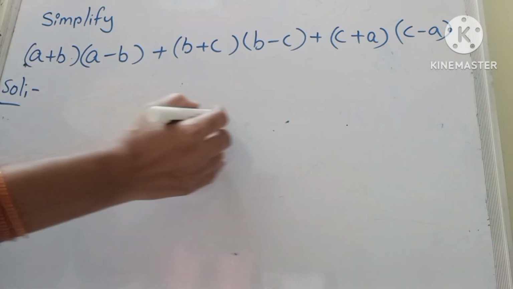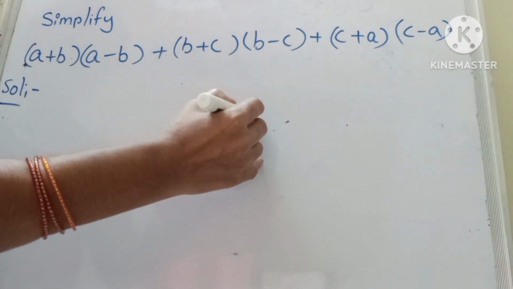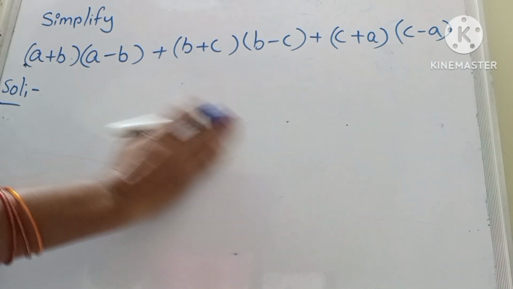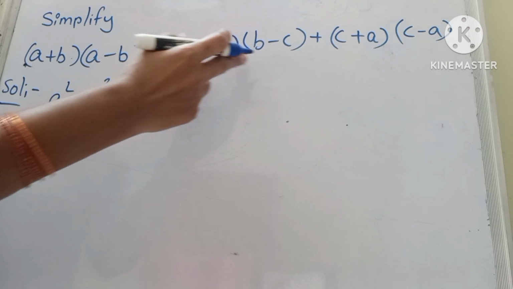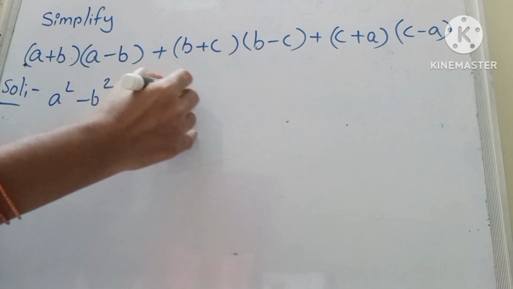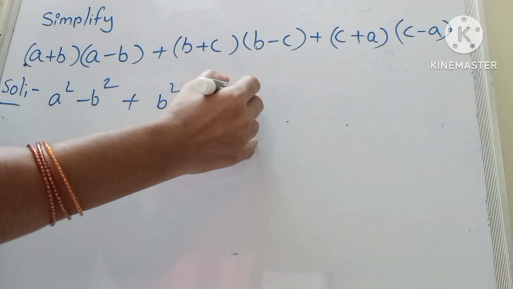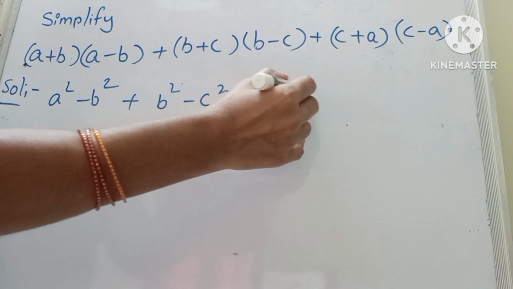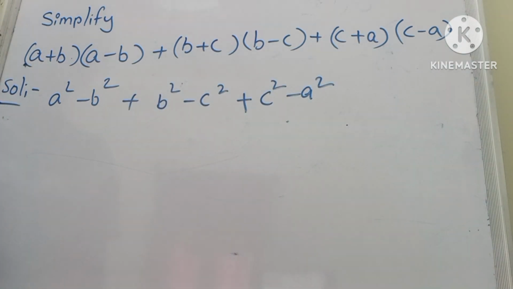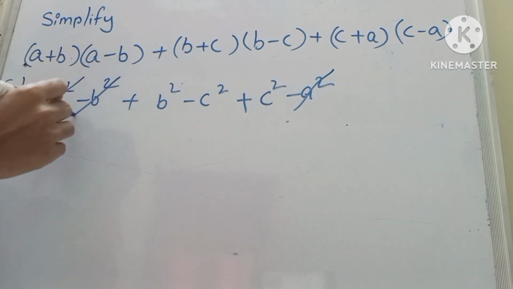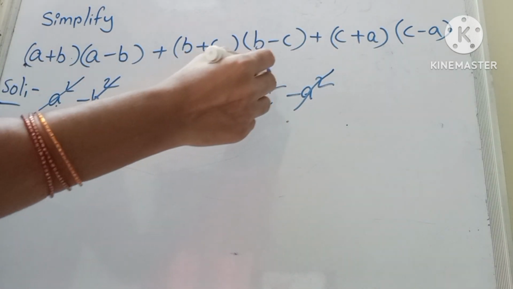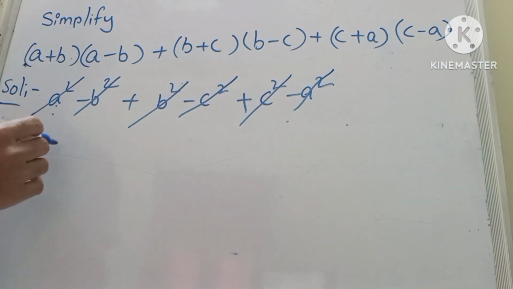So what formation is this in? a plus b into a minus b can be written as a square minus b square, plus b plus c into b minus c, b square minus c square, plus c square minus a square. Now simplify this: a square plus a square minus a square cancels out, minus b square plus b square cancels, and minus c square plus c square cancels. Then the answer is 0. Very simple question.